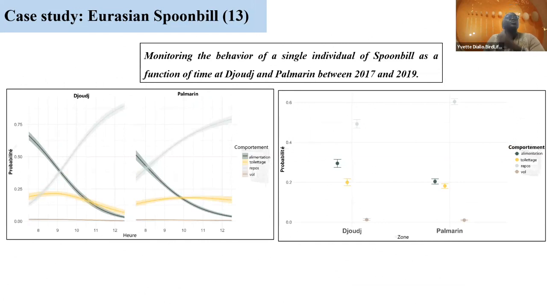Next, we are monitoring the behavior of a single spoonbill individual as a function of time in Jute and Palmarine. The focal data corresponds very well visually to the scan data. Same strength in behavior probability for both types of observation. Next slide.